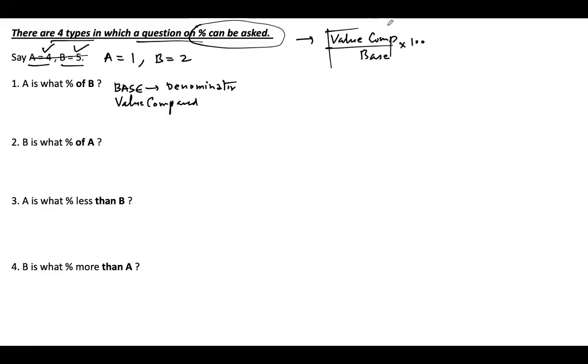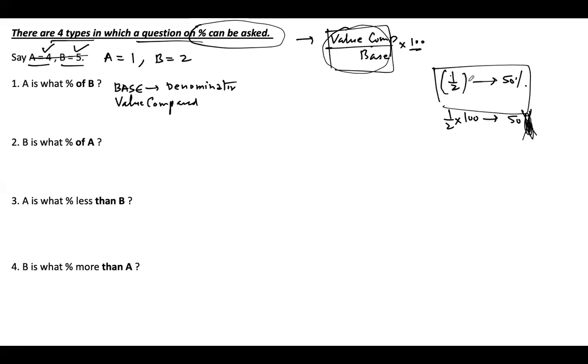If you already know the fraction, then you don't need to multiply by 100. For example, if the answer is coming 1 by 2, then you can directly write 50%. And if you're doing 1 by 2 into 100, you should write 50 and not 50%. If I'm saying 1 by 2, that is equivalent to 50%. But if I'm saying 1 by 2 into 100, that is equivalent to 50.